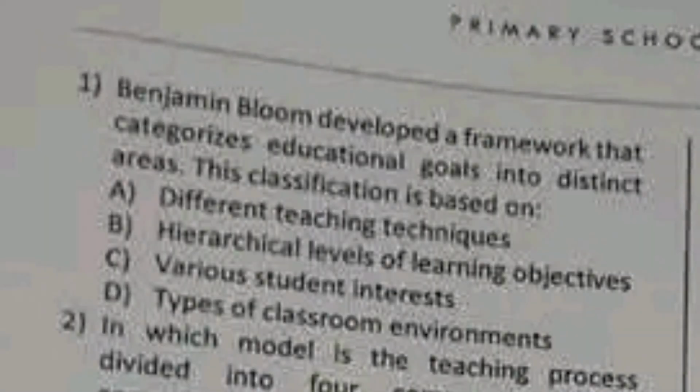MCQ number 1. Benjamin Bloom developed a framework that categorizes educational goals into distinct areas. This classification is based on, and that is option B, hierarchical levels of learning objectives, which is the Bloom's taxonomy. Number 2. In which model is the teaching process divided into 4 components, each corresponding to a major sequence of events in the instructional process? And that is option C, Dick and Carey model.